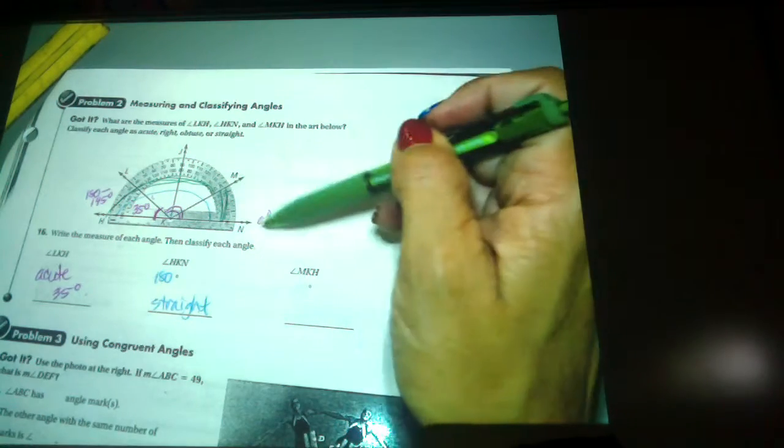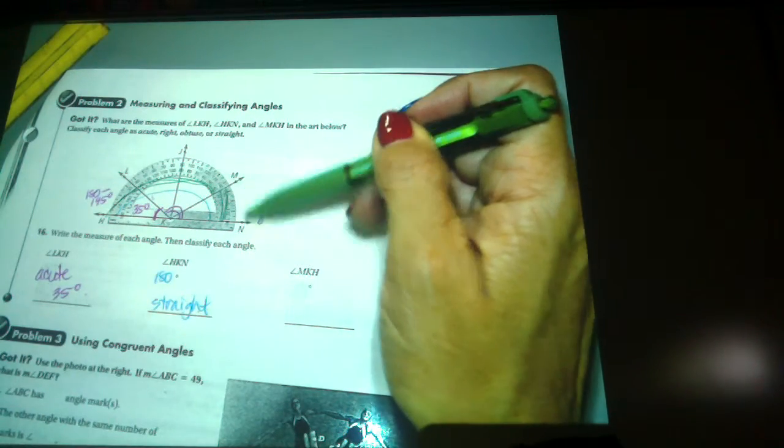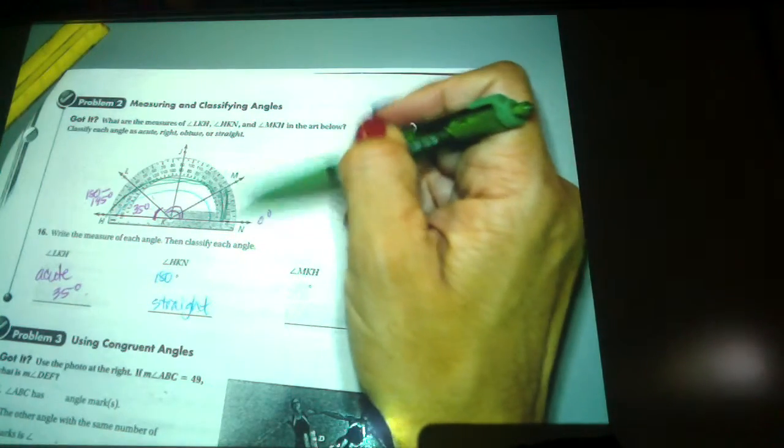No, look at the right one. It's from 0 to 0. Well, I guess you could have gone backwards, huh? Yeah, you could have gone backwards because they're showing you the double scale. From here is 35, right? So this one is 145. And that's 145. That makes that obtuse.